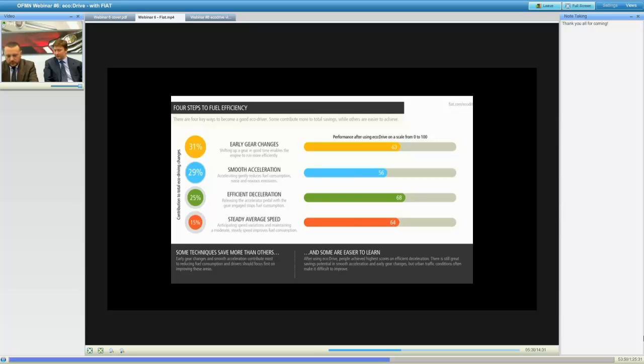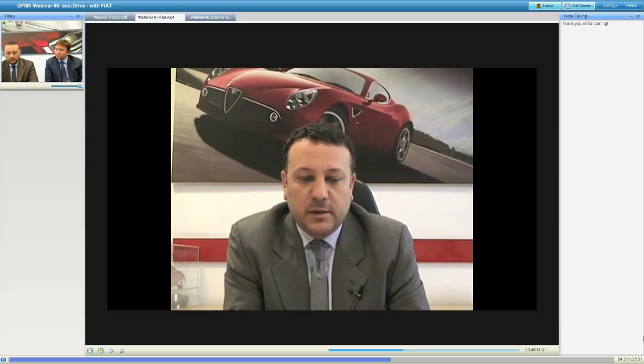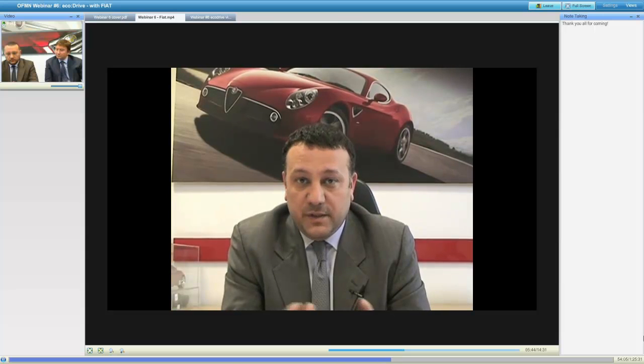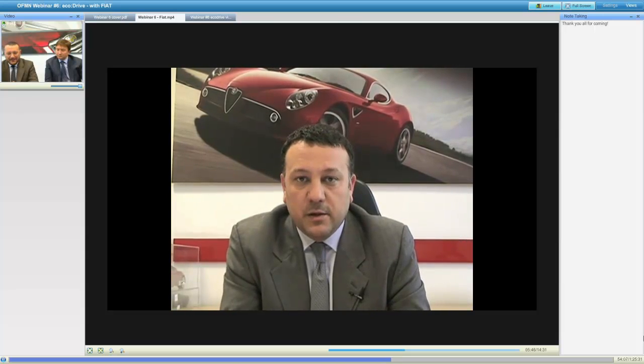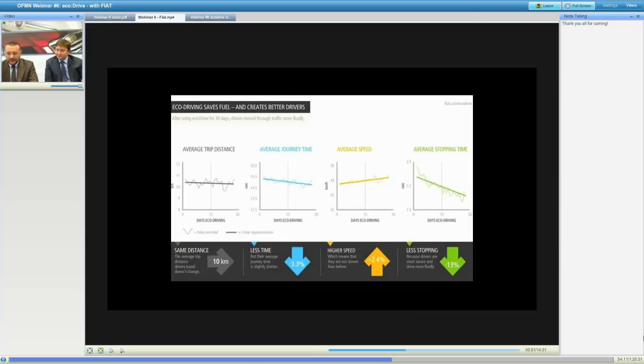Then we have speed, which contributes 15% to the overall eco-index, while it's quite, let's say, difficult to learn. That's why we are giving live tips to our customers and to the drivers to better learn and to improve their driving technique. So the message is that EcoDrive can save fuel and create better drivers.